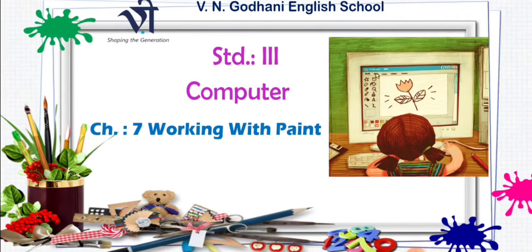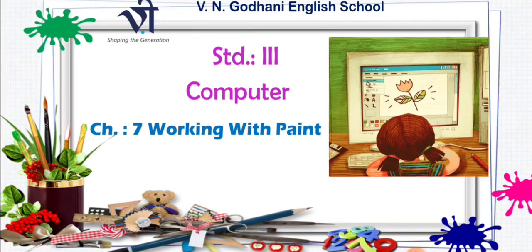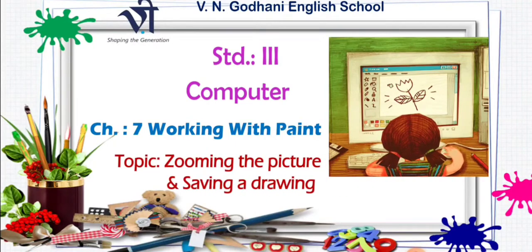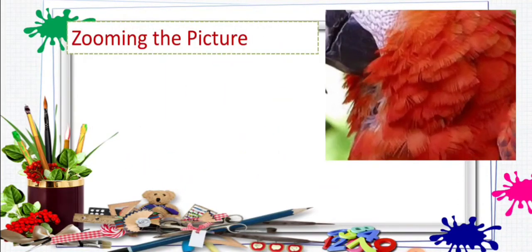Children, we are studying our chapter 7, working with Paint. In this chapter, today we are going to learn the topic zooming the picture and saving a drawing, which is given on page number 70 in your computer textbook. So let's start. First is zooming the picture. Now what is zooming?